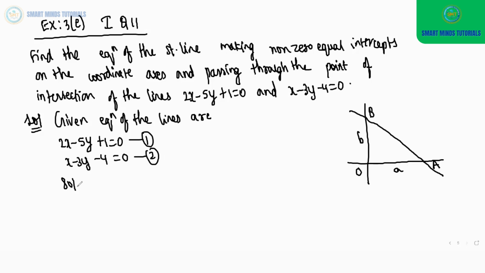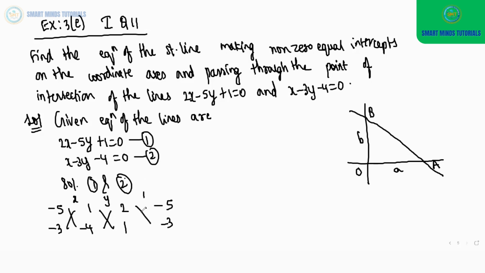Now if you solve equations number 1 and 2, you get the point of intersection of the two lines. So we use the cross multiplication method. Start from the y coordinate of the first equation: minus 5, constant 1, then 2, minus 5. Now from the second equation, again the y coordinate is minus 3, the constant is minus 4, the x coordinate is 1 and the y coordinate is minus 3. Over here I write x, y and 1.